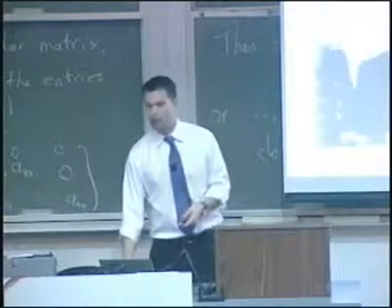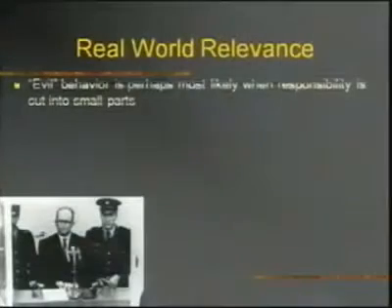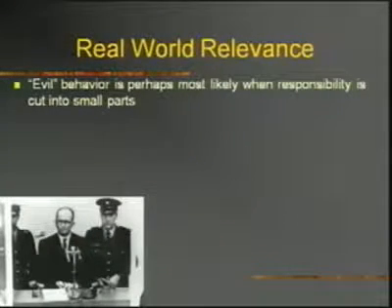Okay. Real-world relevance. How does this relate to the real world? Well, it relates to the real world in really obvious ways, but it relates to the real world in some very specific ways as well. So one of the big takeaways, as I've told you, is evil behavior is perhaps most likely when responsibility is cut up. Oh, I haven't mentioned this yet. Evil behavior is perhaps most likely when it's cut up into small parts, right? Where somebody has to originate orders, and then they pass them on to somebody else. And then that person passes on the orders as well.